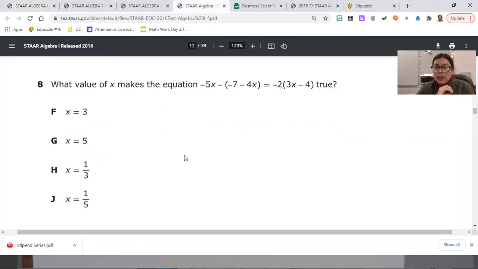Okay, so let's try this one. Now, let's say that you try it and you want to check your work. I'm going to show you how to check your work using Desmos. So do you see all those x equals? Let's put them in the graphing calculator.